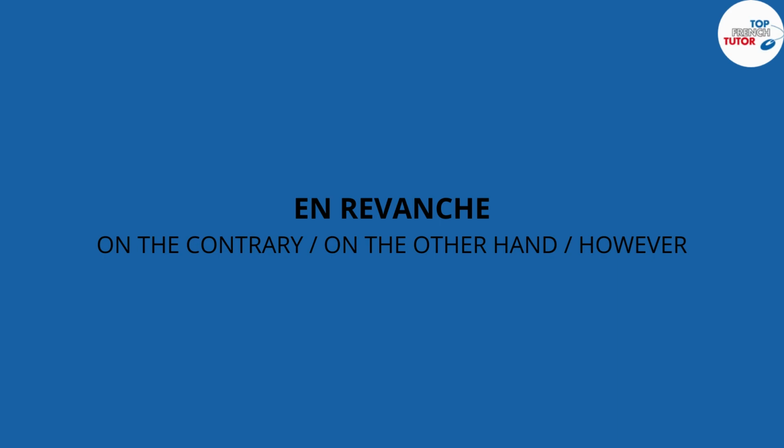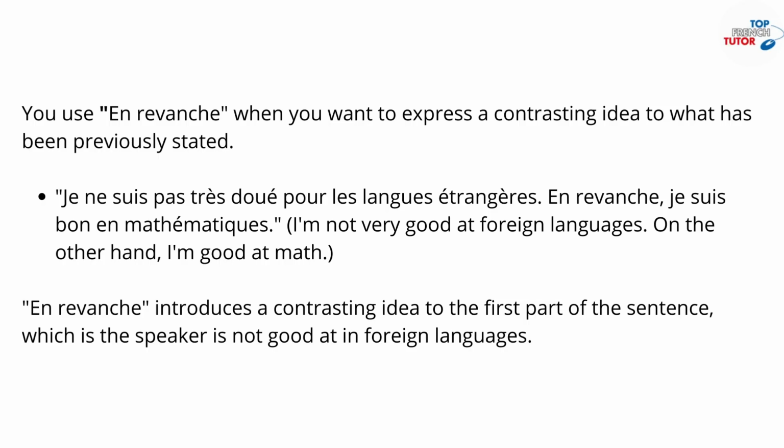En revanche. You use en revanche when you want to express a contrasting idea to what has been previously studied. Here are some examples. Je ne suis pas très doué pour les langues étrangères. En revanche, je suis bon en mathématiques. In this example, en revanche introduces a contrasting idea to the first part of the sentence, which is that the speaker is not good at foreign languages.